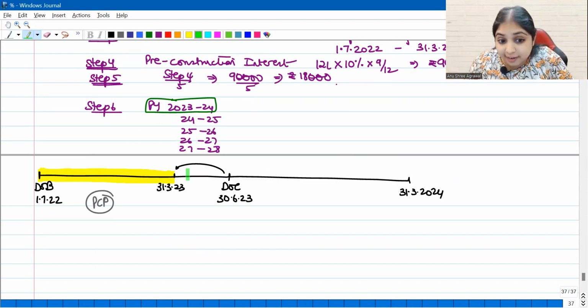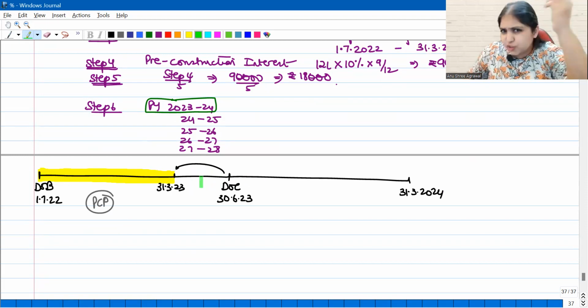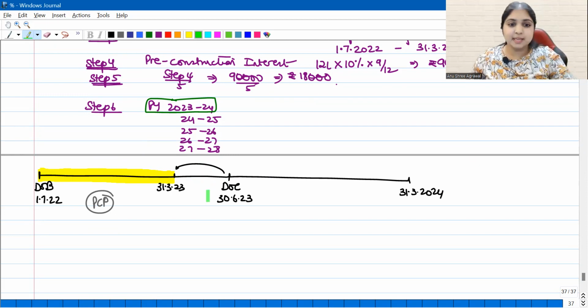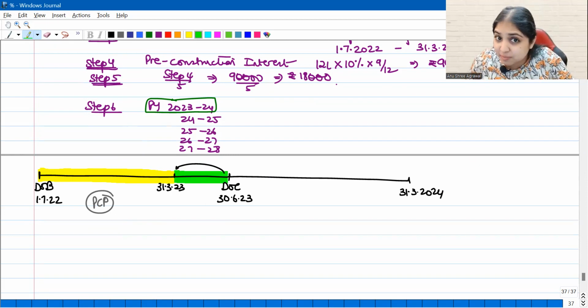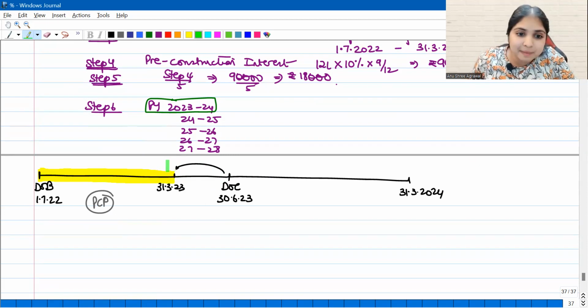No, because in reality, don't you think in this period construction is still going on? April, May, June, for these 3 periods, in reality, construction is going on, right? So, literally speaking, even this is pre-construction period, but we stop our pre-construction period on this date.